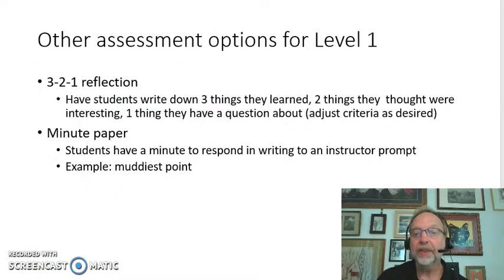Other assessment options for level 1: 3-2-1 reflection. You can have a student write down 3 things they learned, 2 things they thought were interesting, and 1 thing they have a question about. And you can of course adjust the criteria to fit your circumstances. There's also the minute paper. Students have a minute to respond in writing to an instructor prompt. For example, what was the muddiest point or the least clear thing that they've heard so far?